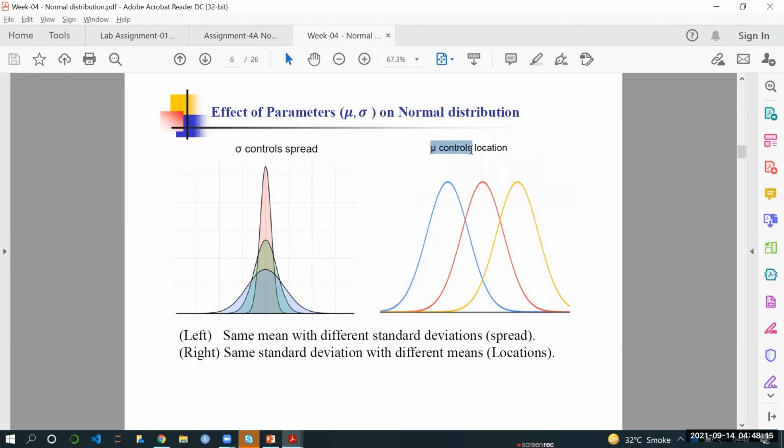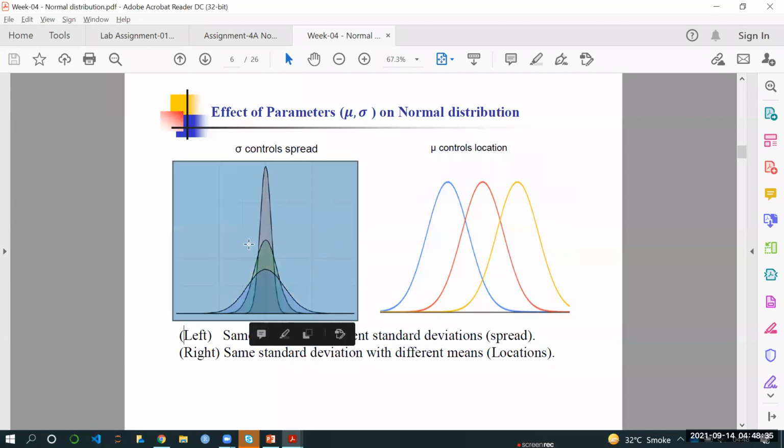The mean mu is called the location, and sigma is called the spread. You see the bluish curve, the platykurtic curve, is more spread compared to the rest. This is the effect of parameters on the normal distribution. There are two parameters. Any questions?